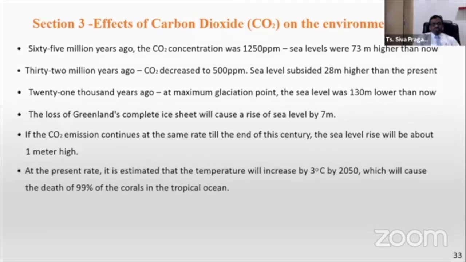And at the present rate, it is estimated that the temperature will increase by 3 degrees Celsius by 2050, which will cause the death of 99% of the corals on the tropical beach. So at the current rate, the way it is going, the temperature will increase by 3 degrees by 2050. That's the reason why the IPCC has kept it at 1.5. Right, it's so important to keep to 1.5.